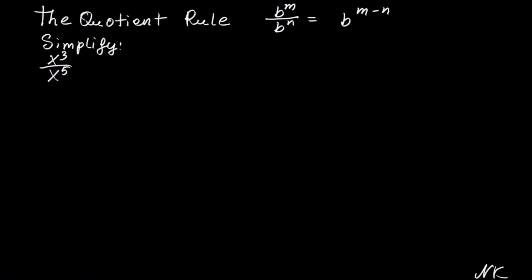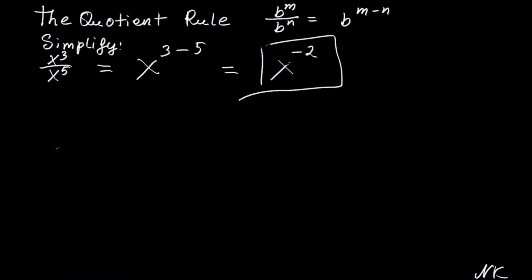In this example, we have to simplify x to the third out of x to the fifth. And using the quotient rule, this is equal to x, numerator power of 3, minus denominator power of 5. And this will give us x to the 3 minus 5, which is negative 2. So x to the negative 2 is our solution.